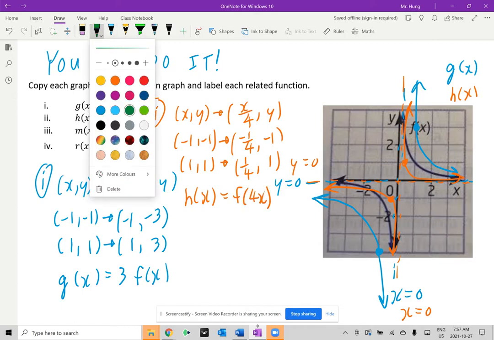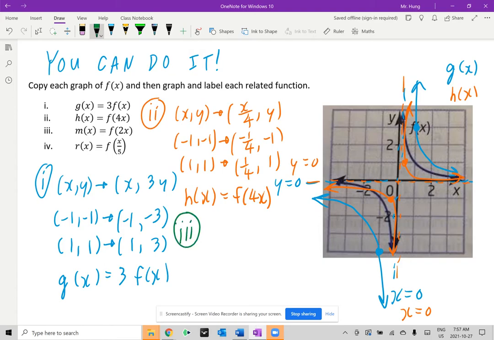Let's pick another color for you. Here we go. Part 3, m of x equals f of 2x. So just like part 2, this is a horizontal compression by a factor of 1 divided by 2. You can say 1/2 times x. You can say x divided by 2. It's the same thing at the end.